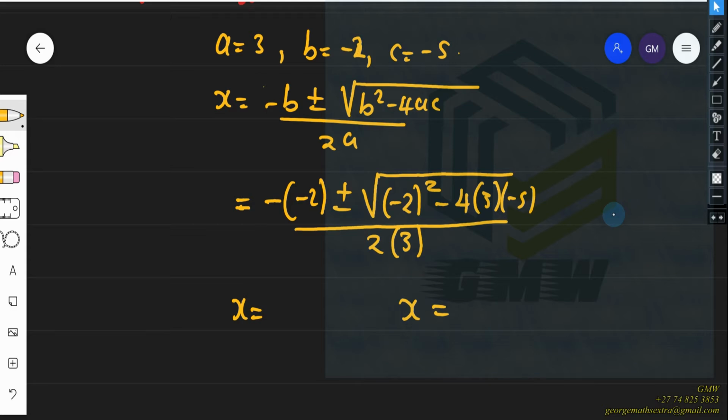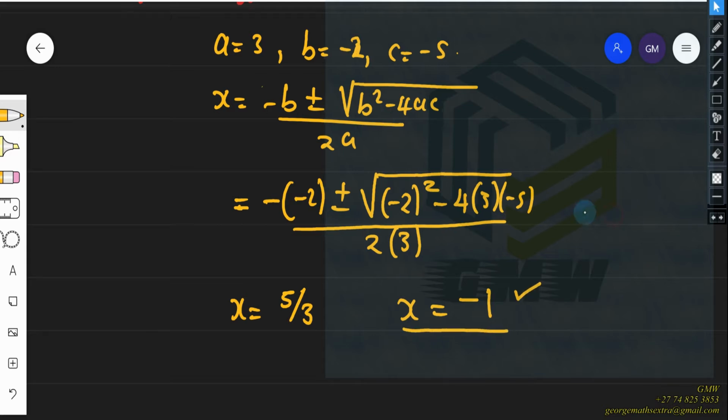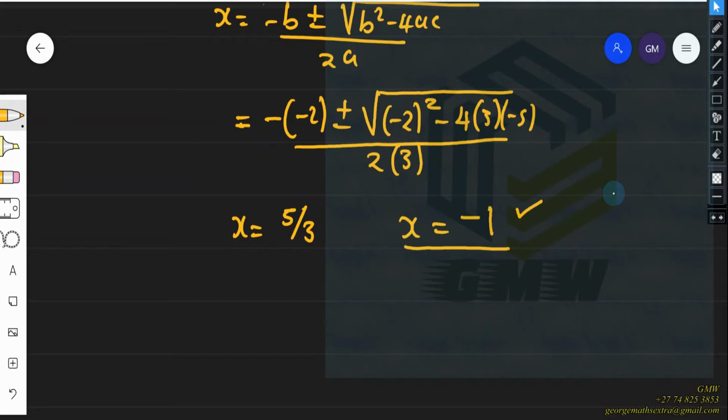So if you punch correctly, you will get one value to be 5 over 3 and the other value to be minus 1. Now, this answer does not surprise me, and it is actually helping me to confirm whether my answers make sense.